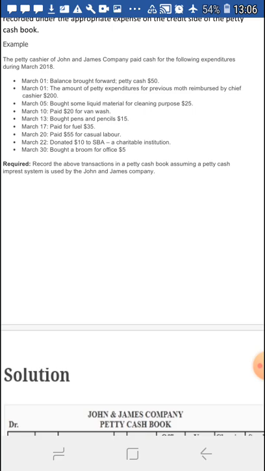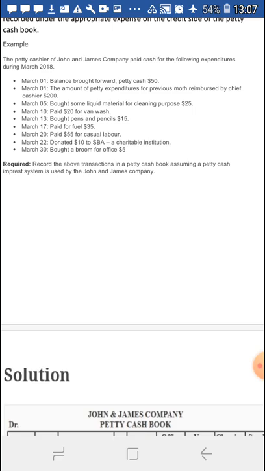Then we also have March 5, bought some liquid materials for cleaning purpose, $25, not naira, sorry, dollar. March 10, paid $20 for van wash. March 13, bought pens and pencils, $15. March 17, paid for fuel, $35. March 20, paid $55 for casual labor. March 22, donated $10 to SBA, a charitable institution. And March 30, bought a broom for the office, $5.